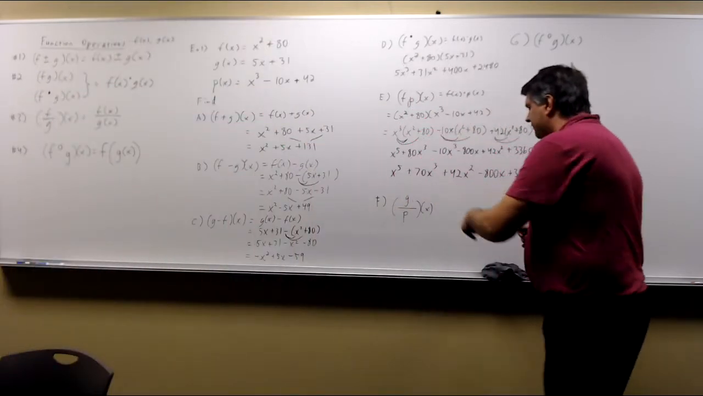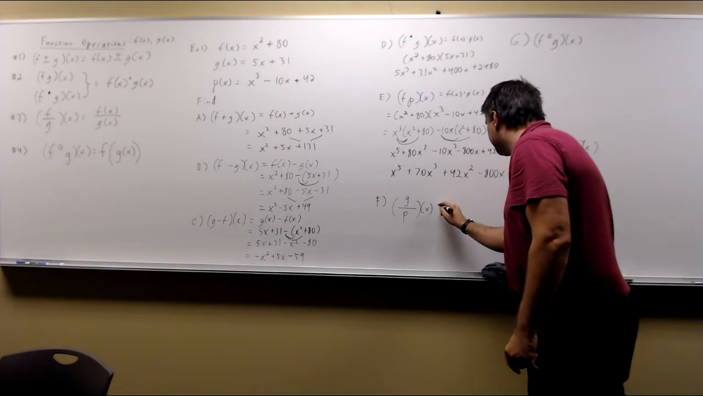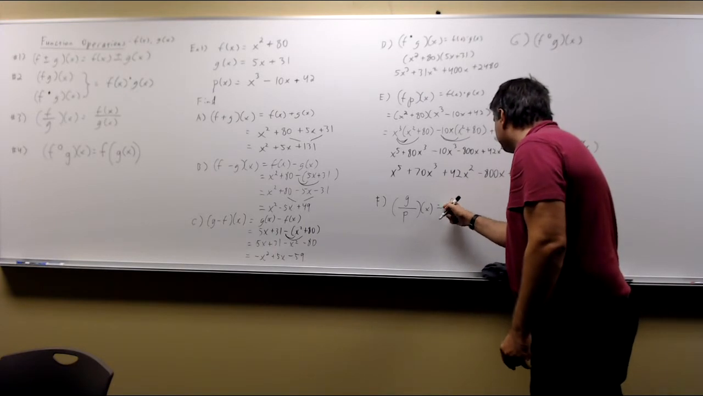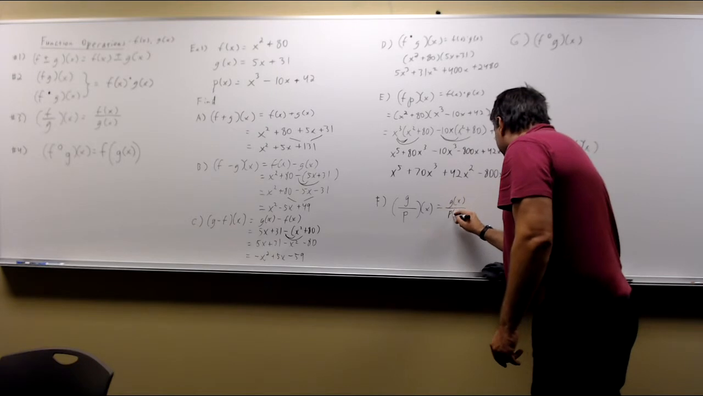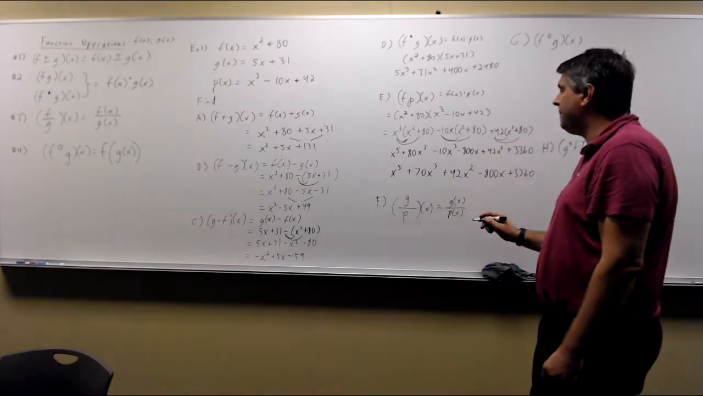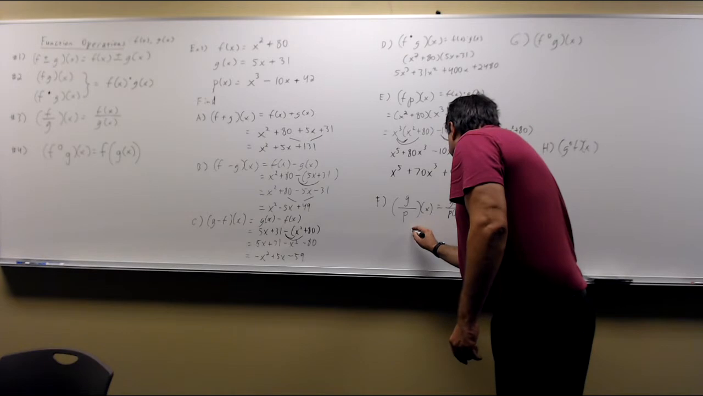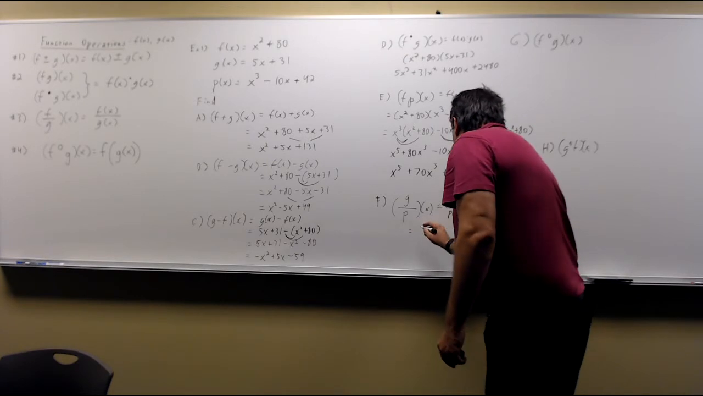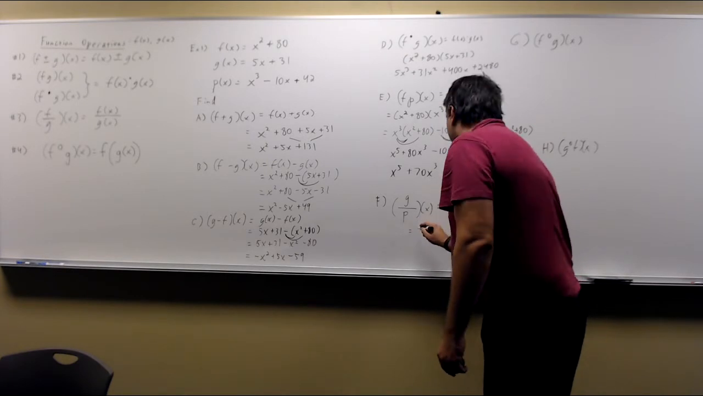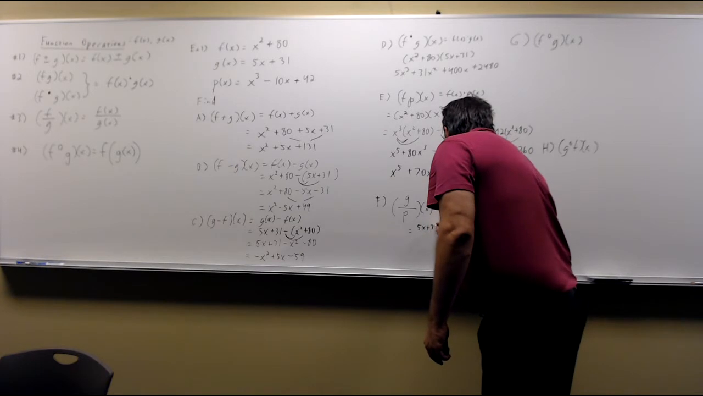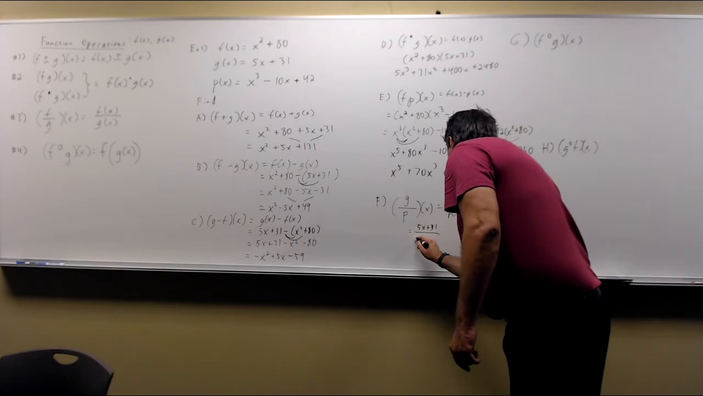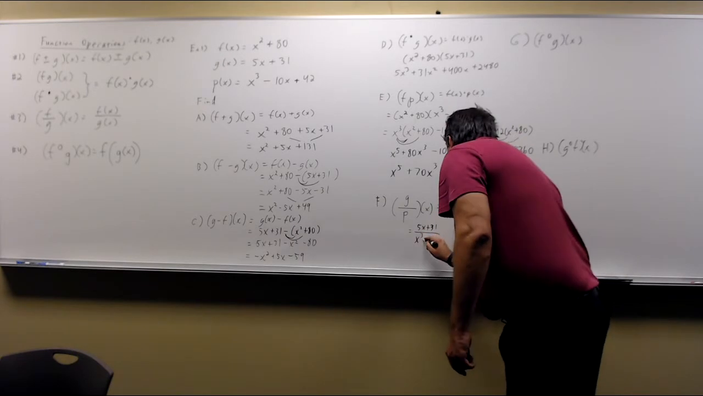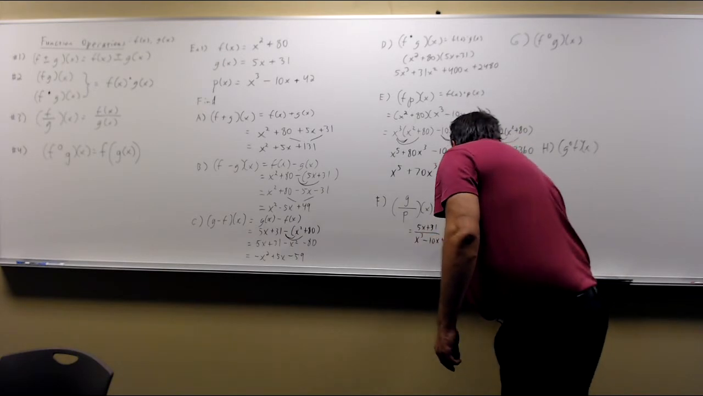If I want to do g over p of x, that's simply going to be g of x over p of x. So that's going to be 5x plus 31 over x cubed minus 10x plus 42.